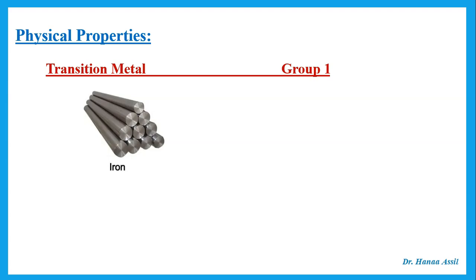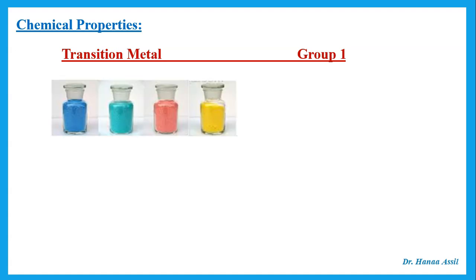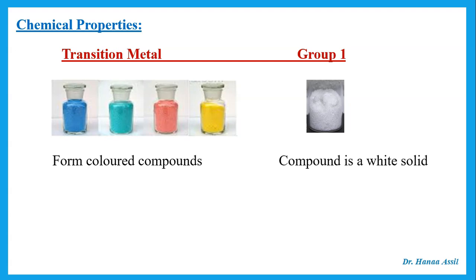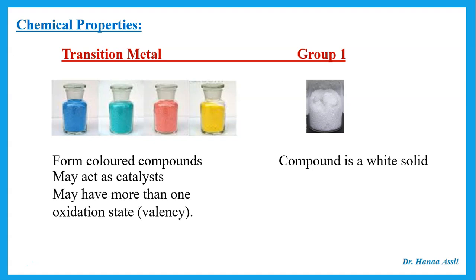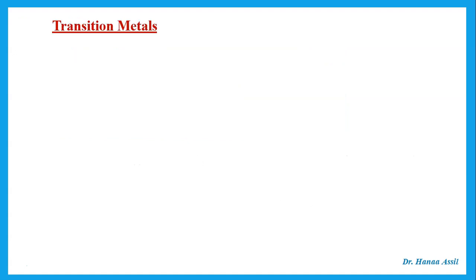So, physical properties: transition metals are harder, with higher density and higher melting point than a metal like group 1. If we're talking about chemical properties, the transition metals form colored compounds, while the compounds of any metal in group 1, 2, or 3 will be a white solid. The transition metals act as catalysts and have more than one oxidation state, and that is not the case with group 1. They do not act as catalysts, and they have specific oxidation states.